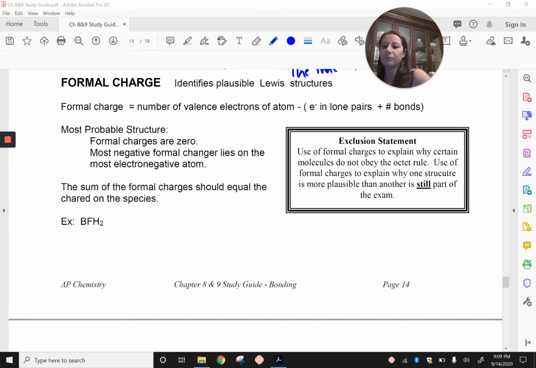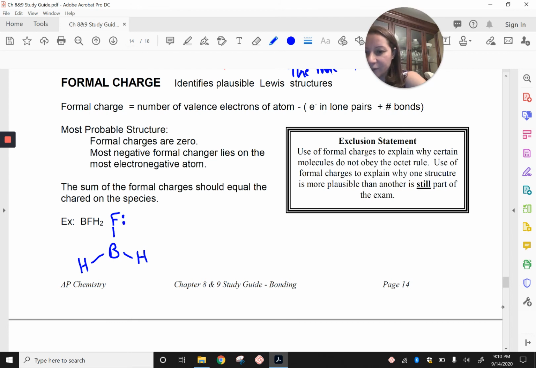So we have BFH2, and there are two ways that I can think of to draw this molecule. I know that boron has 3 valence electrons. So I'm going to use one to bond to the hydrogen, another one to bond to the second hydrogen, and then the third one to bond to the fluorine. The fluorine has 7 valence electrons, so one is in the bond, and then I have 3 lone pairs. So that's one of my structures.